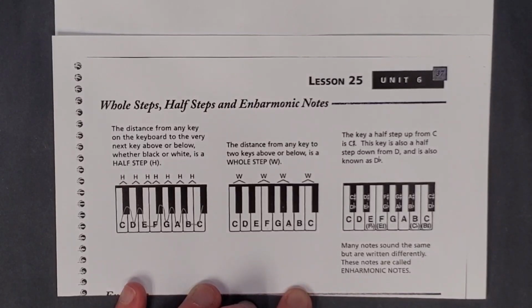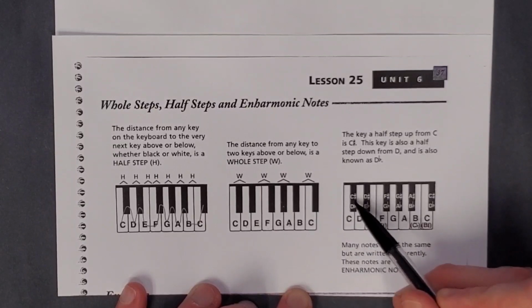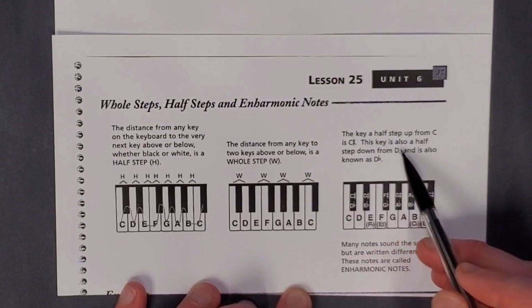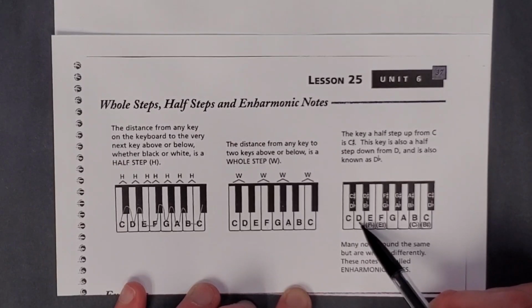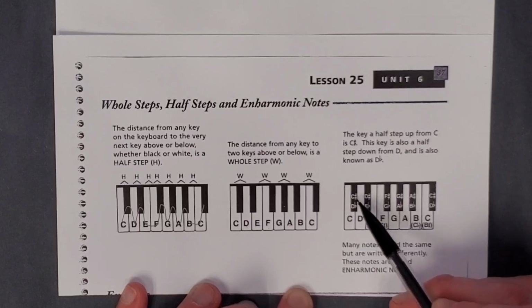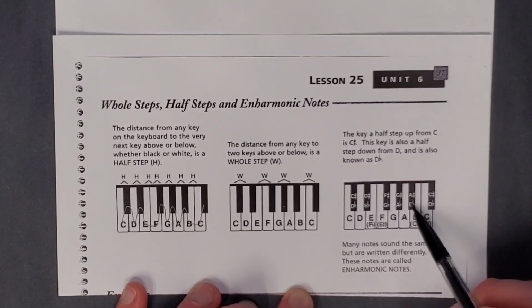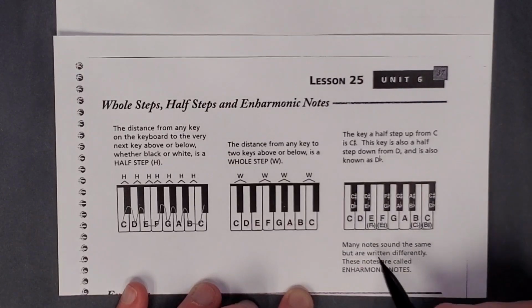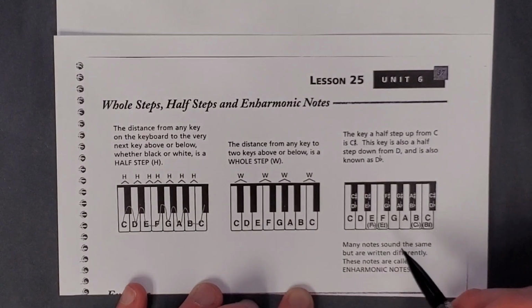The key a half step up from C is C sharp. Boom, right there. This key is also a half step down from D, and is also known as a D flat. What? So the black keys often can have 2 different names. Many notes sound the same but are written differently. These notes are called enharmonic notes.